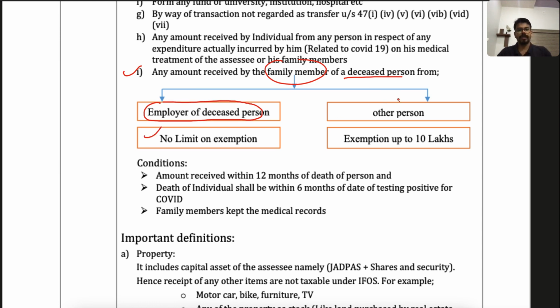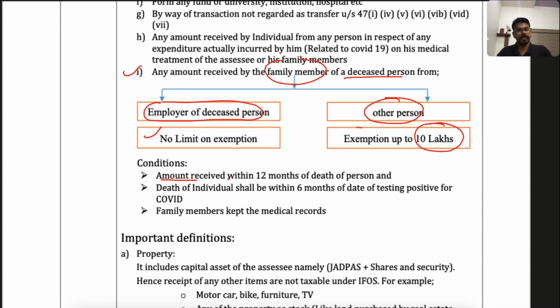From other persons, for example, if any of your family members died due to COVID-19 and you received some compensation, not in the sense of a salary, but like a helping hand, some amount from different persons, then that is exempt up to 10 lakhs. But there are some conditions, which they have given in a wider way, but I've made it very short. So there are some conditions.